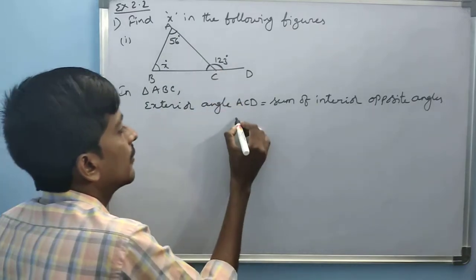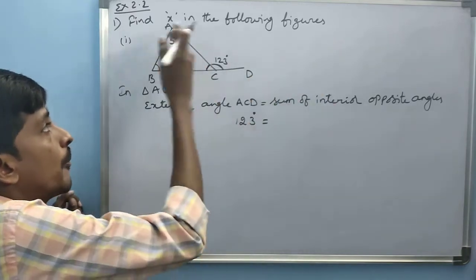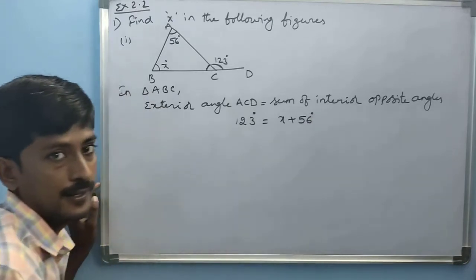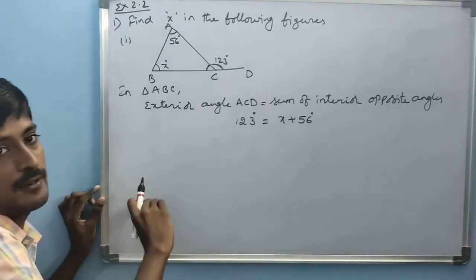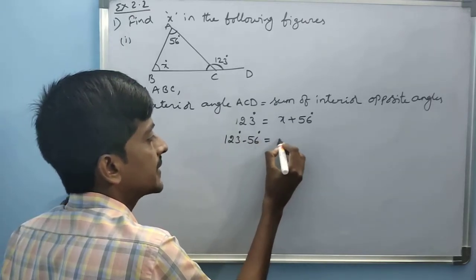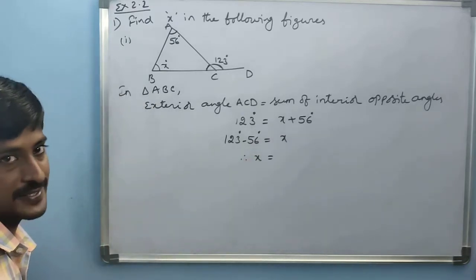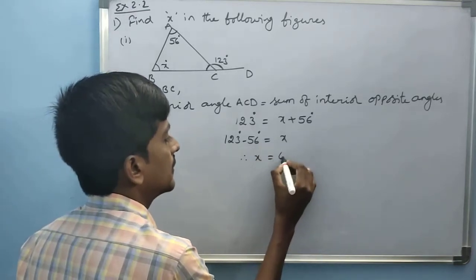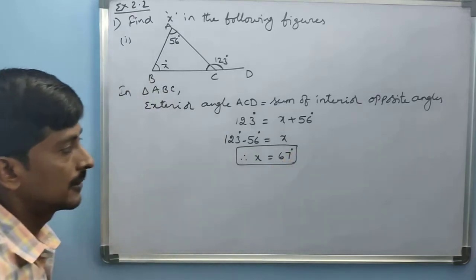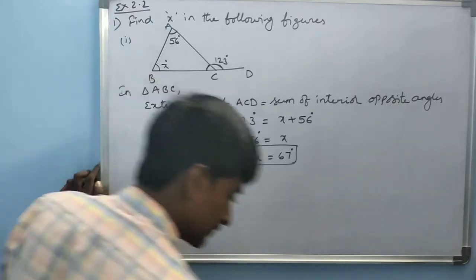So the exterior angle 123 degrees equals the sum of the interior opposite angles, x plus 56 degrees. Plus 56 transfers to this side as minus 56. 123 degrees minus 56 degrees equals x. Therefore x equals 123 minus 56. How much? 67 degrees. Okay, and the second diagram.